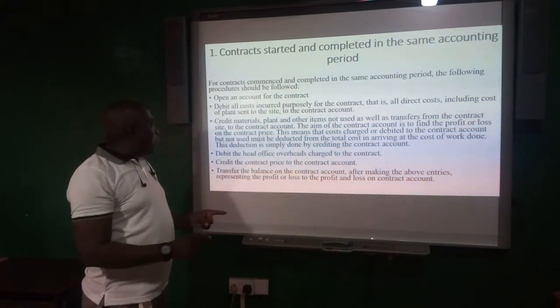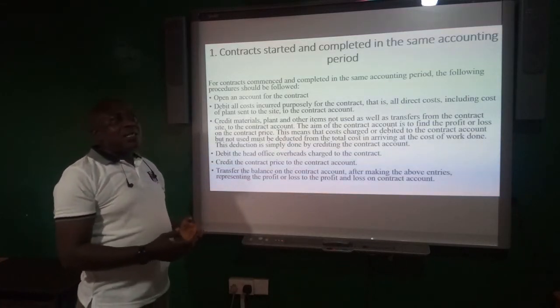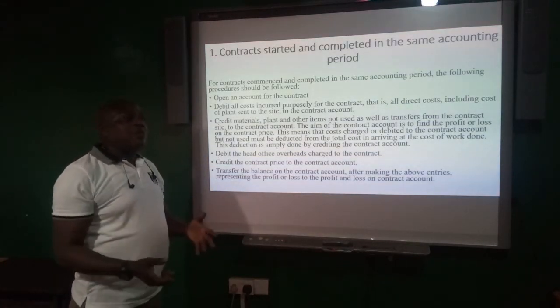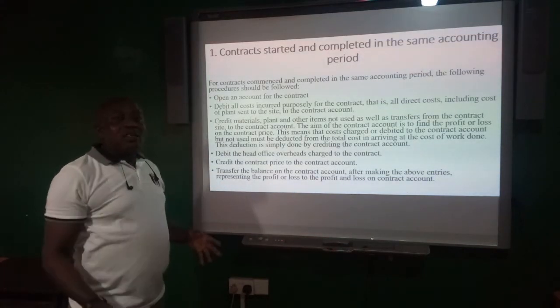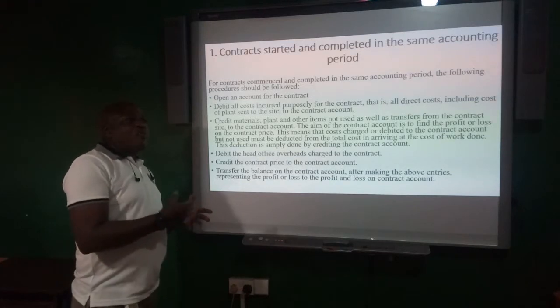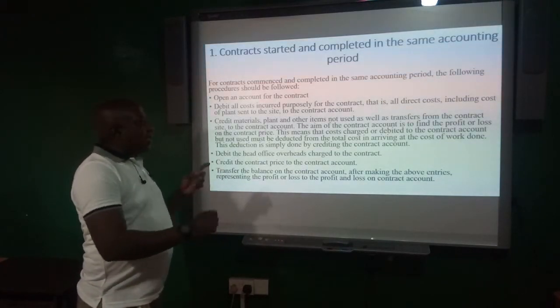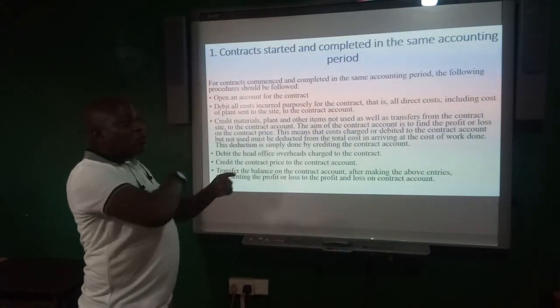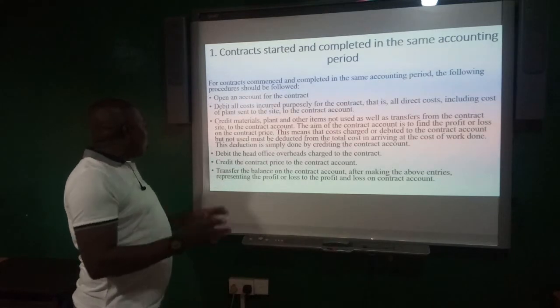That is the accounting period. So you may have, maybe you bring about 100 bags of cement. At the end of the accounting period, you have about 50 bags. Then you credit that one. The cost of plants that you used, at the end of the period, you value it, and then you credit the value to the contract account. So that is what you have to do.